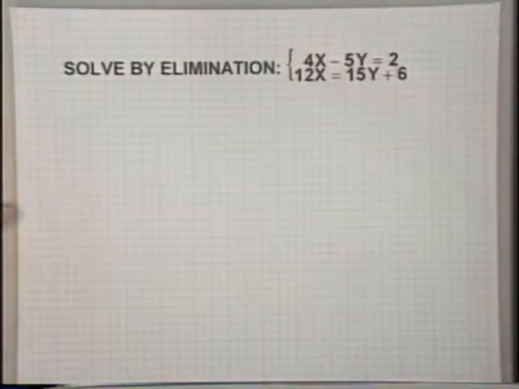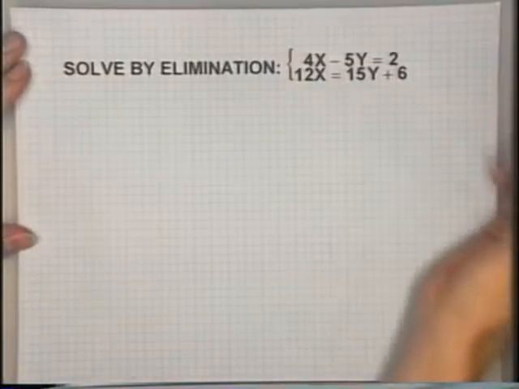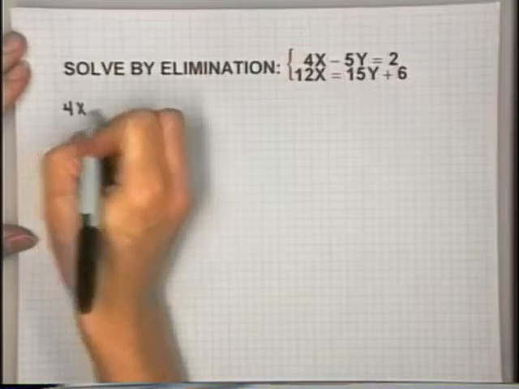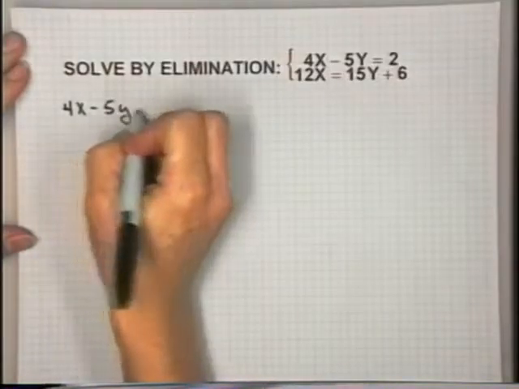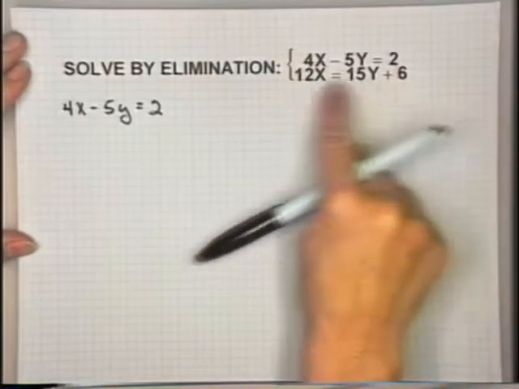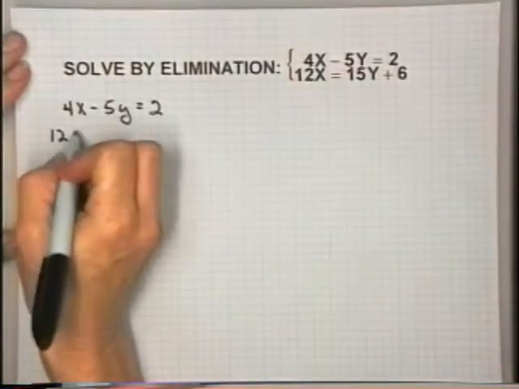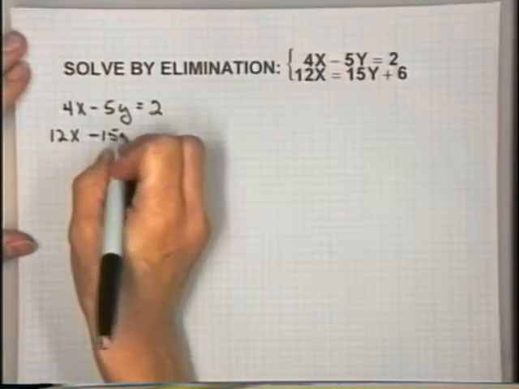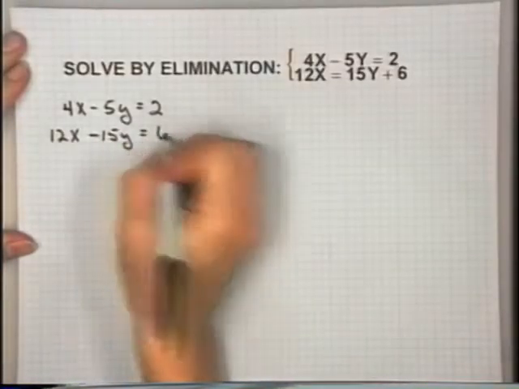Solve by elimination. Well, again, there's no fractions. This first equation looks okay, doesn't it? Let's just rewrite it: 4x minus 5y equals 2. But notice this second equation is out of order again. I'll leave the 12x. I will subtract that 15y, so minus 15y. That will leave me equal 6.